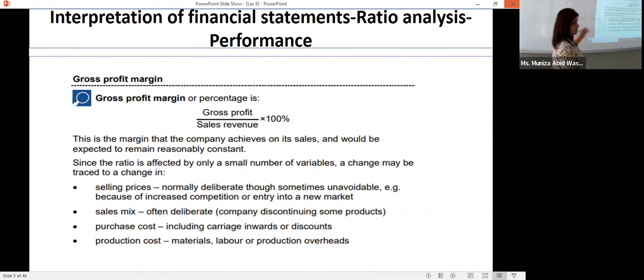So if you are looking for the reasons in the examination, they are going to tell you that this is the detail of the company for a year. If they tell you that there has been increased competition, obviously when there is increased competition, the organization sometimes decreases the selling price. And if they are entering a new market, they can use different strategies. There can be a penetration strategy as well.